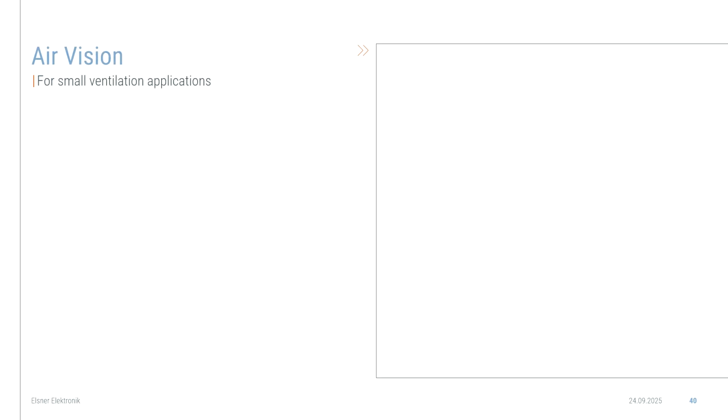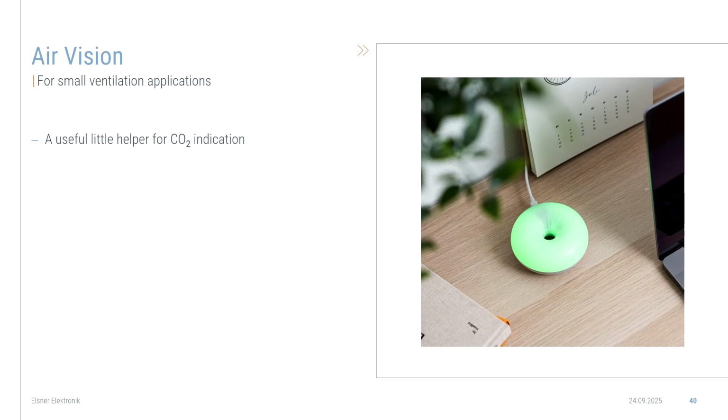Okay, then we have a useful little helper, that's the Air Vision. I want to give you a short look at the device. You see it in the picture. This device is a standalone device, without KNX, it's only powered over USB. And you can put this on the power supply and you see the 3 colors, red, yellow and green. With these colors you can detect the CO2 in the room.